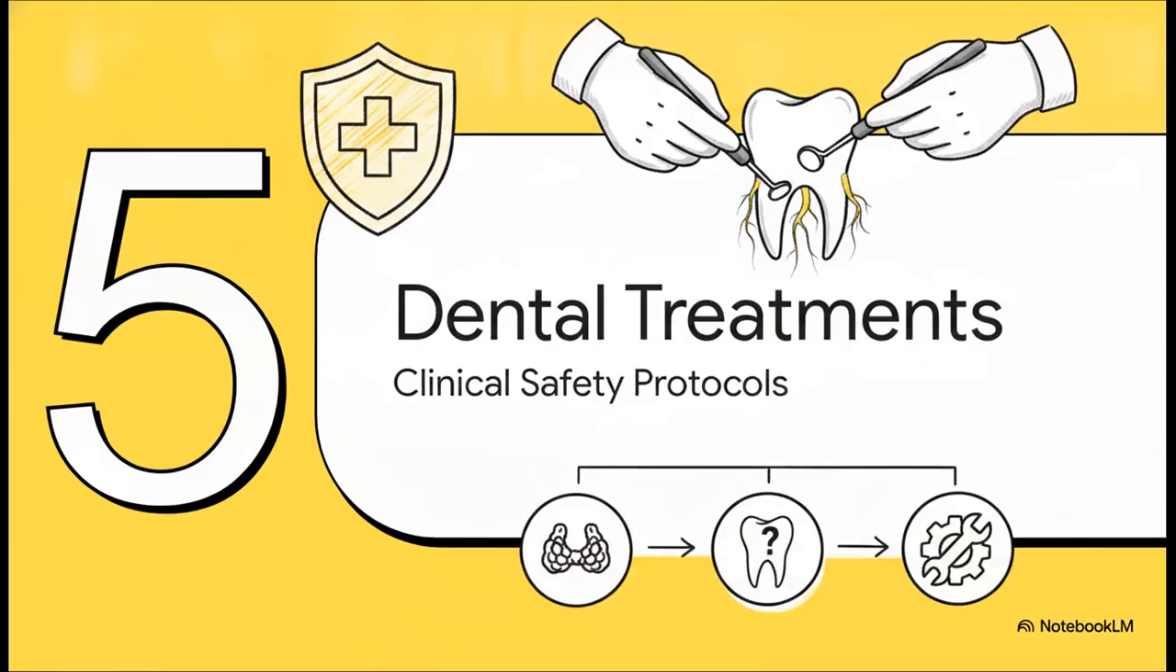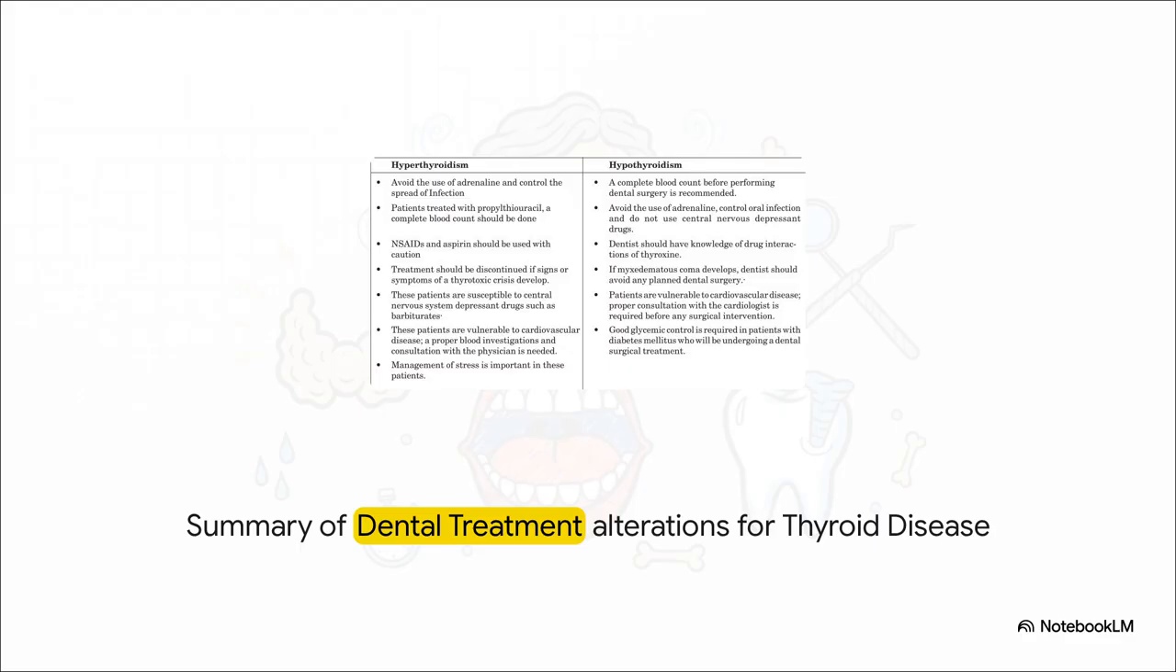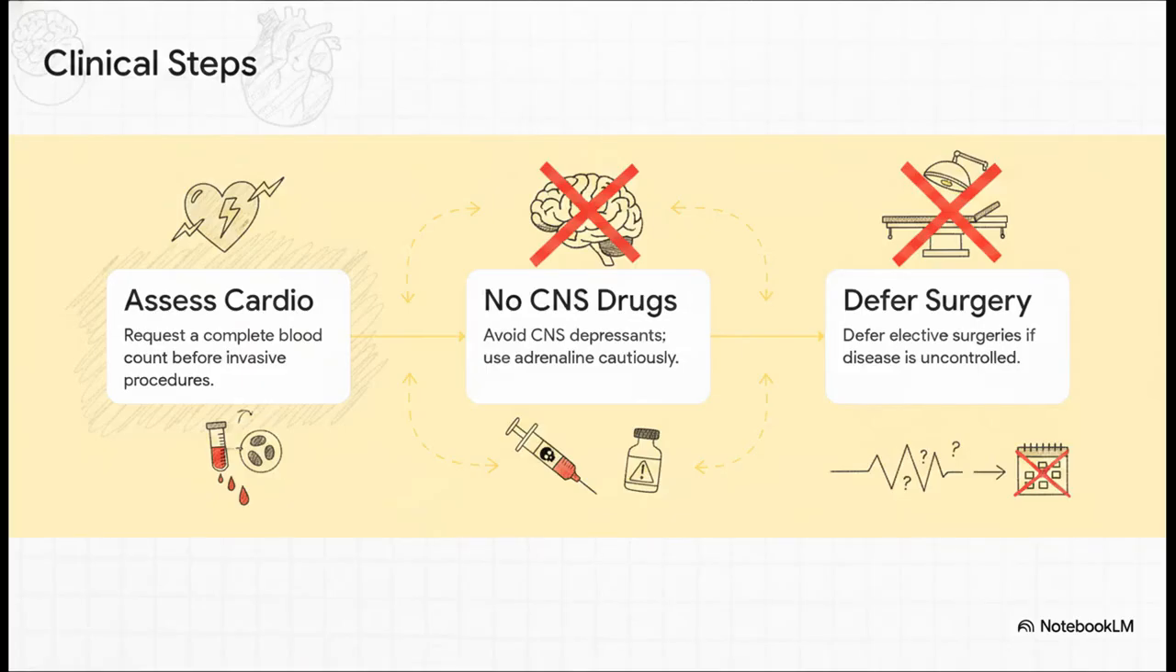All right, Section 5, altering dental treatments, focusing on clinical protocols for patient safety. Because of everything we just went over, we absolutely cannot treat these patients with our standard, everyday dental protocols. The medical literature is super clear on this. An uncontrolled hypothyroid patient is a high-risk patient in the dental chair, period. Their bodies just cannot handle the normal stresses of dental surgery or even certain routine medications, the way a healthy patient's body can.